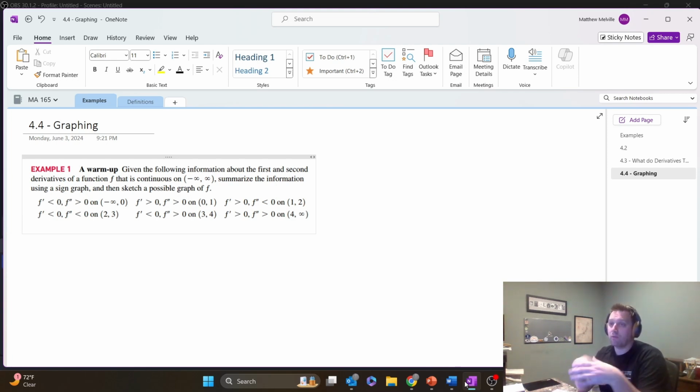So today we're talking about 4.4, which is graphing. We're gonna put 4.1, 4.2, 4.3 all together, where we talk about, well, not necessarily the mean value theorem, but all the different concavity, increasing, decreasing, and maxes and mins from the derivative and the second derivative to determine what the graph of our function looks like. So remember, things we have to remember before we start on this one.